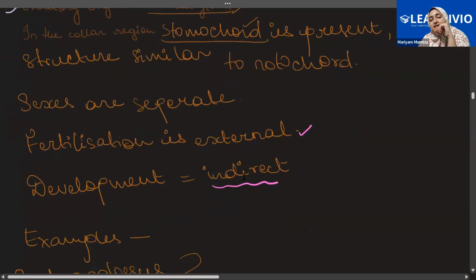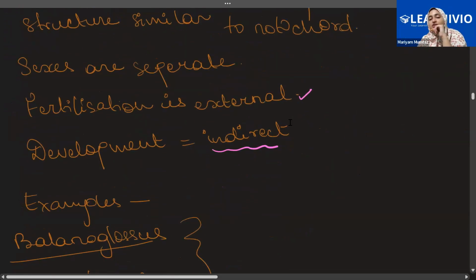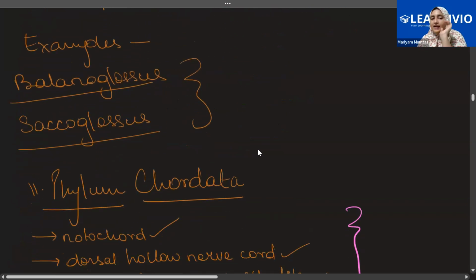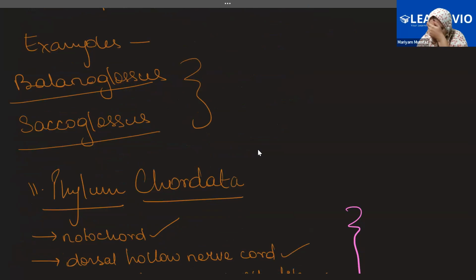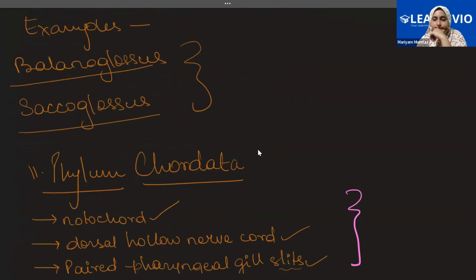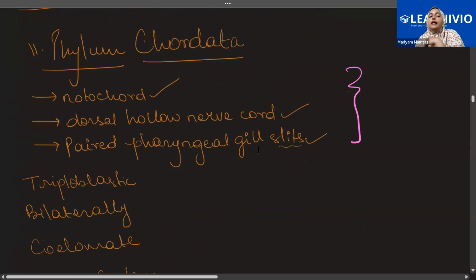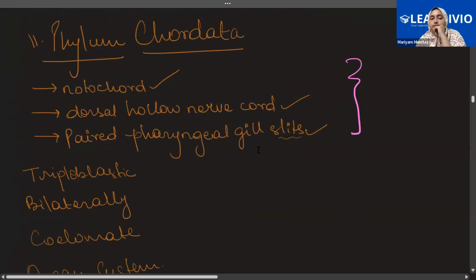Talking about the sexes, they are separate and fertilization is external. Development is indirect, meaning a larval stage is there. The examples are balanoglossus and sacoglossus. These are the worm-like hemichordates. Any doubts in hemichordates? No, ma'am. Good. Now we'll talk about the phylum Chordata.